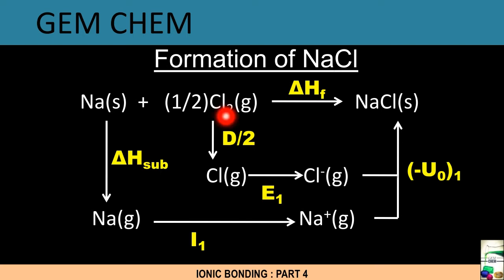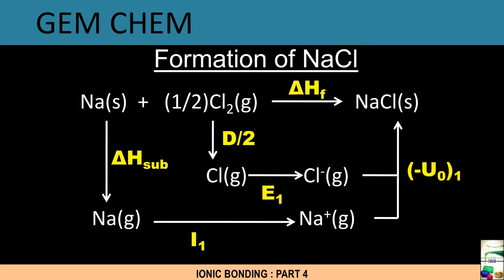And for the solid sodium, there will be sublimation to the gaseous state, and then this gaseous sodium will lose one electron, and there will be ionization energy I1 to give Na+. So this Na+ and Cl- combine, and this is the lattice energy because these two combine to give NaCl, and this is the opposite of the breakdown of the lattice. So this is minus U01 for the first process.